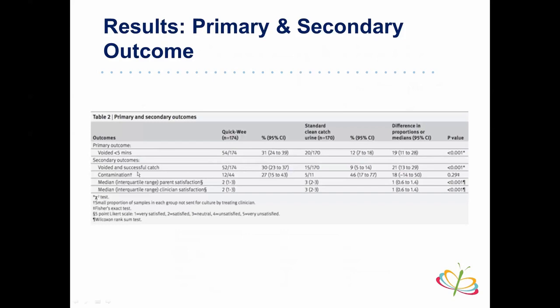We're looking at secondary outcomes. The baby voided, and was the catch successful? Did they actually collect urine in the urinalysis cup? So 54 out of 174 infants, it was successful. So 2 babies, they missed catching the urine. So 30% with a 95% confidence interval of 23 to 37, versus the standard clean catch, 15 over 170, so they missed 5 babies here, which is 9%, with a 95% confidence interval of 5 to 14, and difference of proportions of 21. And this, again, is significant as well.